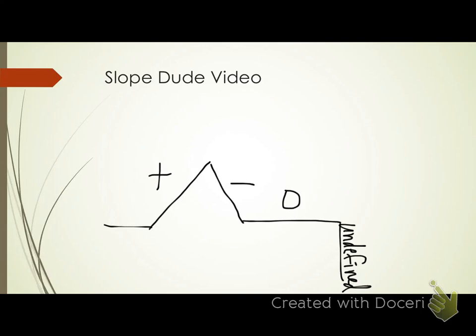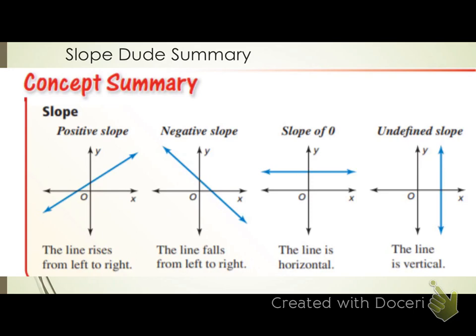Okay? So, here's just another quick overview. This is what the book tells us about slope. It's the same stuff. If the line rises from left to right, it's got a positive slope. If the line falls from left to right, it has a negative slope. If the line is horizontal, it's a slope of zero. If the line is vertical, undefined slope. Any questions about our different types of slope? These are the only types of slope you'll see. Positive, negative, zero, or undefined. Okay?